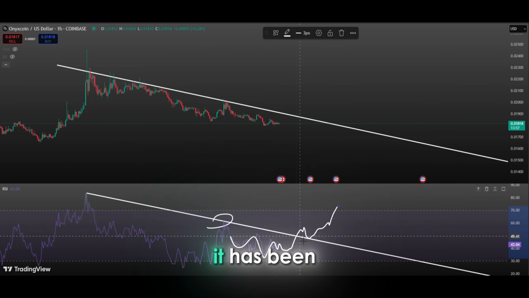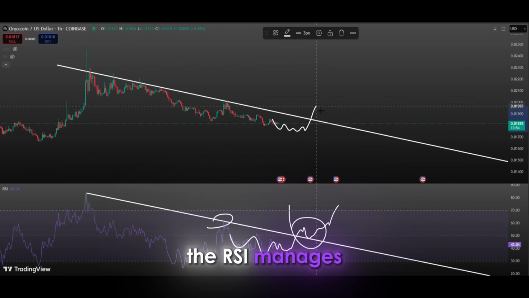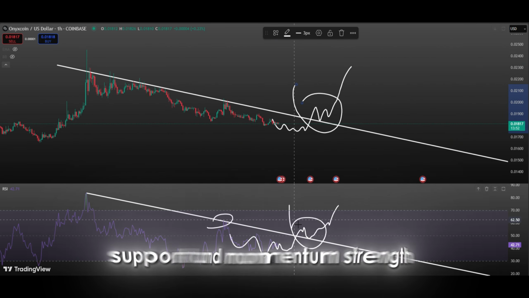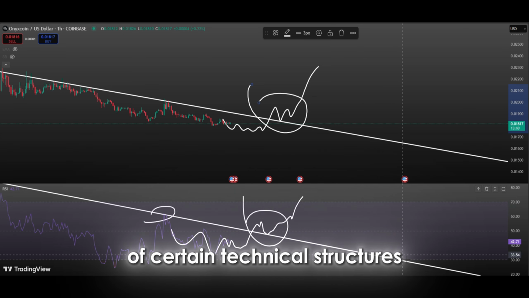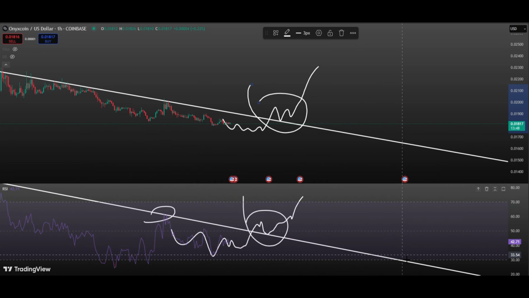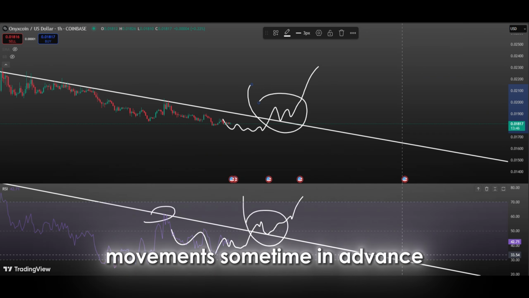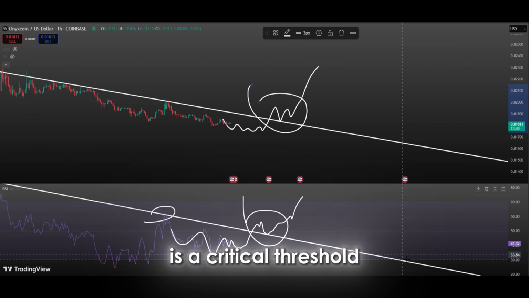Recently, however, it has been noticeable that the RSI is approaching this trend line again. If this time, the RSI manages to break above this falling trend line with enough volumetric support and momentum strength, it will not only be an indicator-based signal, it could also set the stage for a breakout of certain technical structures on the price chart. This is because leading indicators, such as the RSI, usually signal price movements some time in advance. In particular, the RSI's trend breakouts are often taken as a strong signal that the price will break in a similar direction. From this point of view, the area that the RSI is currently in is a critical threshold.